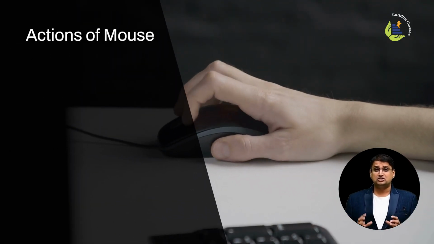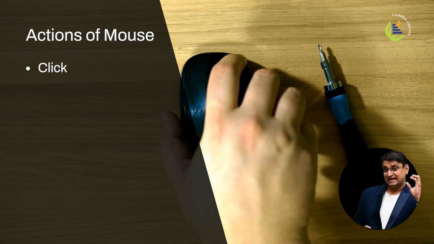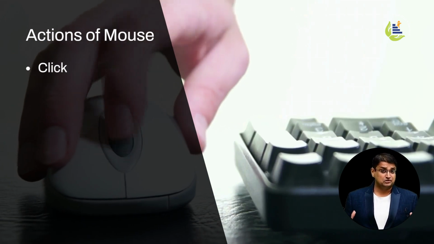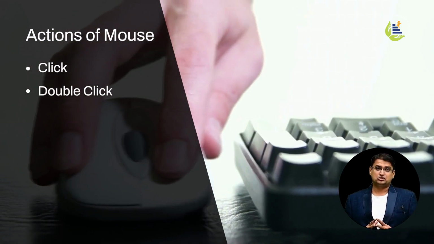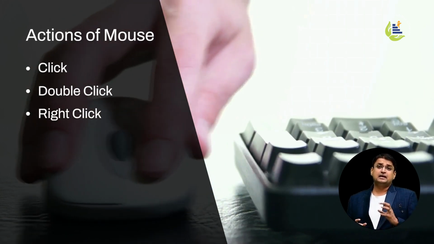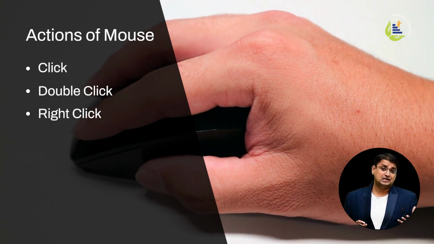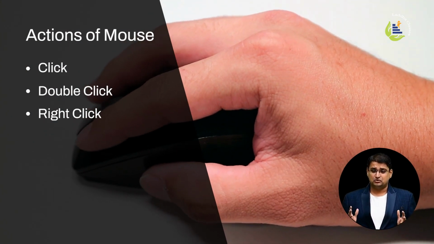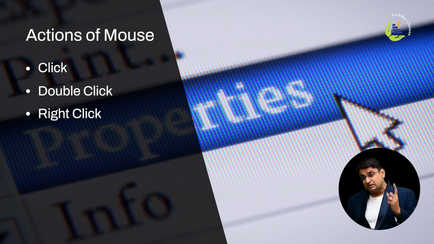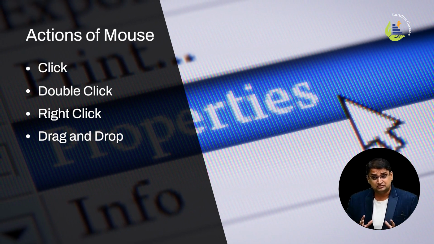Actions of mouse. There are 4 actions of the mouse. Click. It selects an item on the screen. Double click. It is used to open a document or program. Right click. It displays a list of commands on the screen. Right clicking is used to access the properties of selected object. Drag and drop. It is used to move an item on the screen.